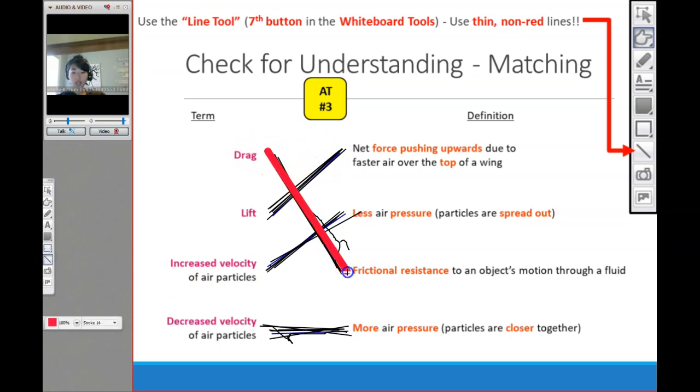Yes, drag is frictional resistance, right? Dragging you back, keeping you from moving as fast. Lift is because there's a net force pushing upwards because of faster air over the top of a wing. Increased velocity means particles spread out, so they actually end up with less air pressure. And decreased velocity means that particles are closer together, resulting in more air pressure.